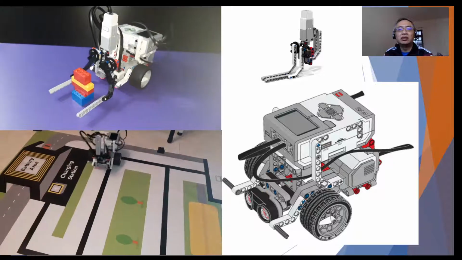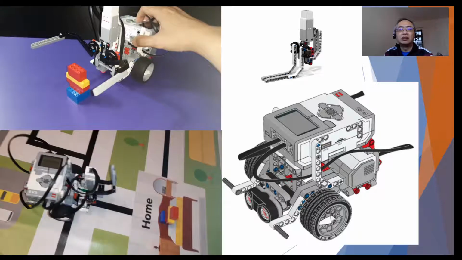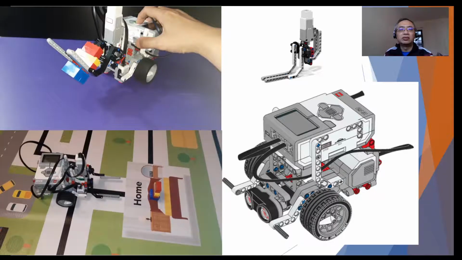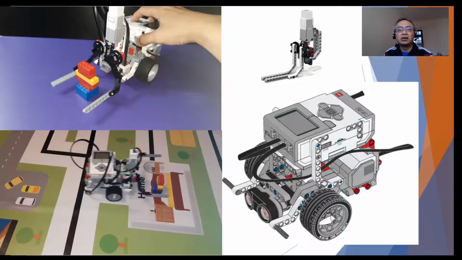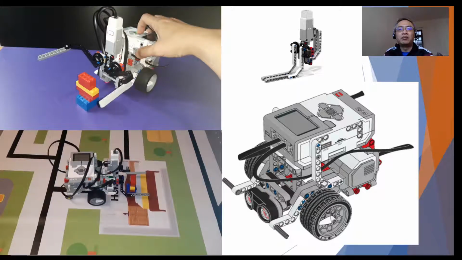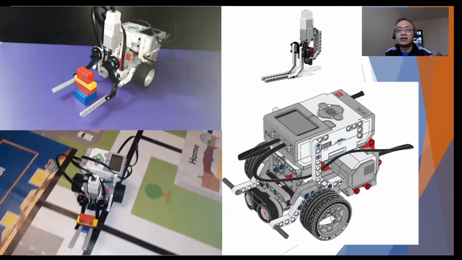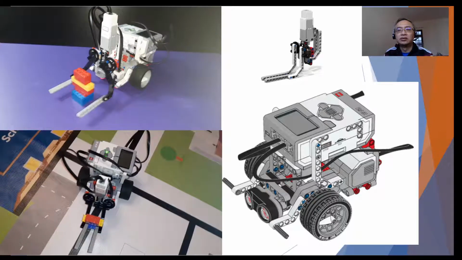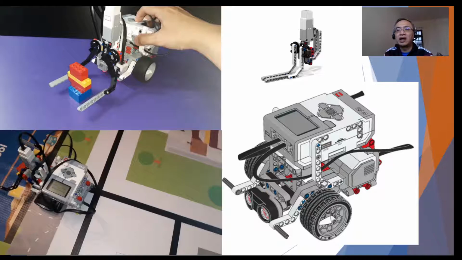to the base unit. Now, you notice that the line following is a bit wavy in certain areas of the movement, especially the turning. This line following program is not optimized yet, so I need to do further work to see how I can optimize it and make the line following smoother.